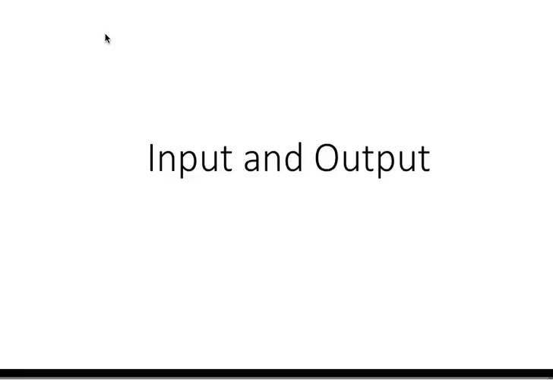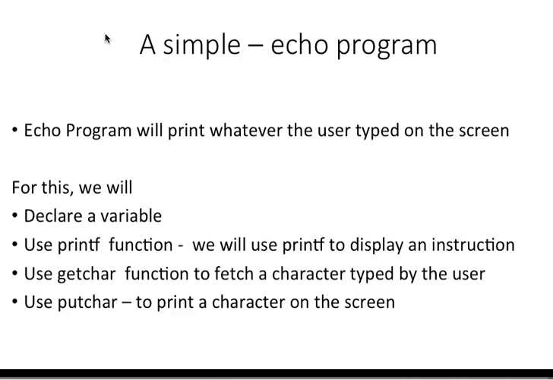We will be writing a simple C program called echo. The echo program will print whatever the user typed on the screen. For this, we will declare a variable. We will use a function printf. We'll use two simple functions, getchar and putchar, on the screen.